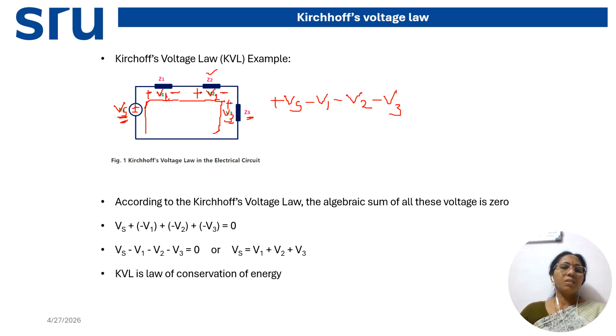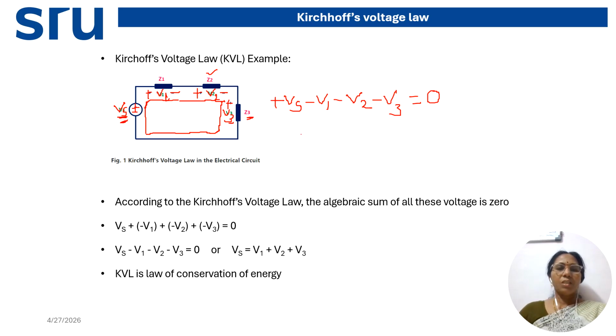So after this, is there any other element? No. So there are 4 elements, so you will get 4 voltages: Vs, V1, V2, V3. Where for Vs it is positive, and for the remaining all 3 voltages minus, because we are crossing all these voltages from positive to negative, so that's why they are minus.